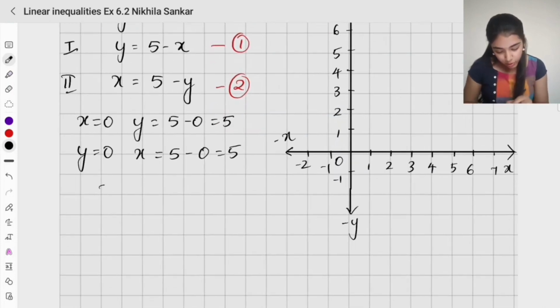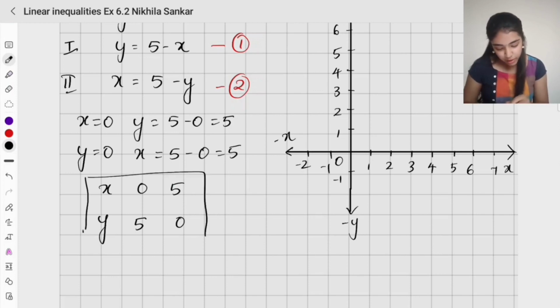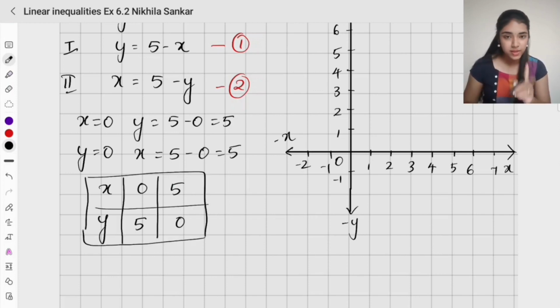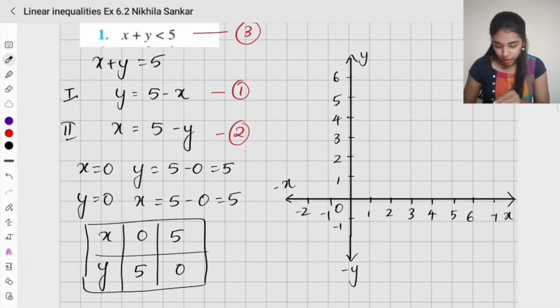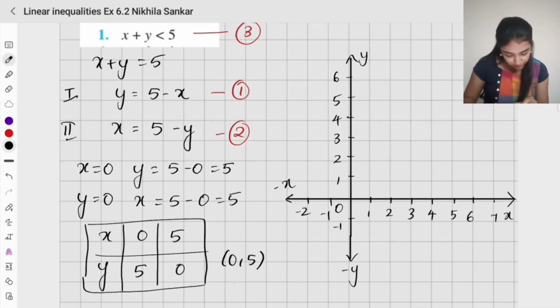So shall we make a tabular column? X, y, when my value of x is 0, y is going to be 5 and when my value of y is 0, x is going to be 5. Okay, so this is my tabular column. Using this we are going to draw the first graph. First we draw the graph, then we check whether 0, 0 is included or not. Now shall we draw the graph? So 0, 5. What are my points? 0, 5 and 5, 0. So these are my points. I need to draw a graph with this.